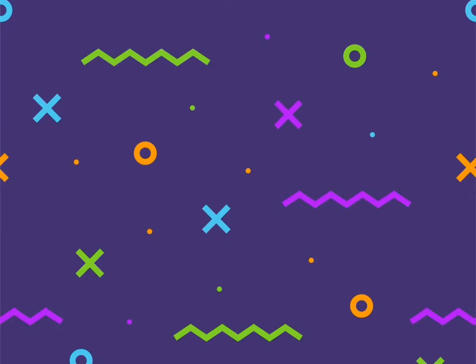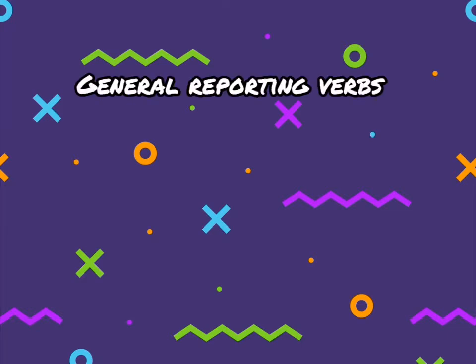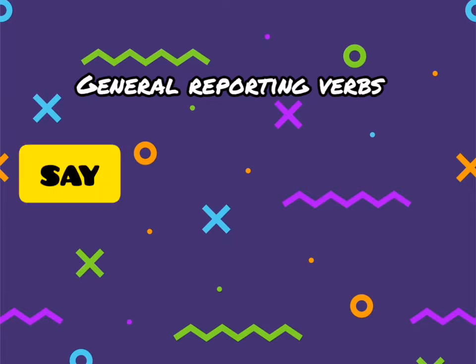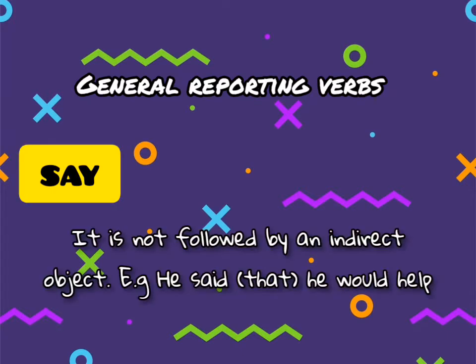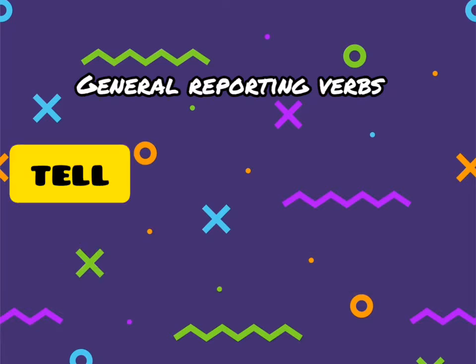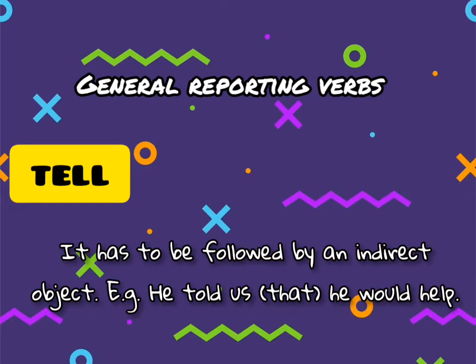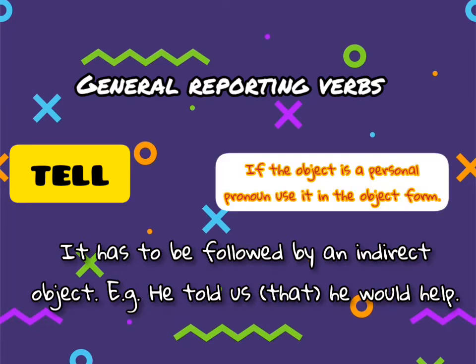Moreover, it is important to note that there are two general reporting verbs which are different. Number 1, we have say, which is not followed by an indirect object. For example, he said he would help. And tell, which has to be followed by an indirect object. In case it is a pronoun, remember that the personal pronoun needs to go in the object form. For example, he told me he would help. Note here that the inclusion of that is not compulsory when reporting.